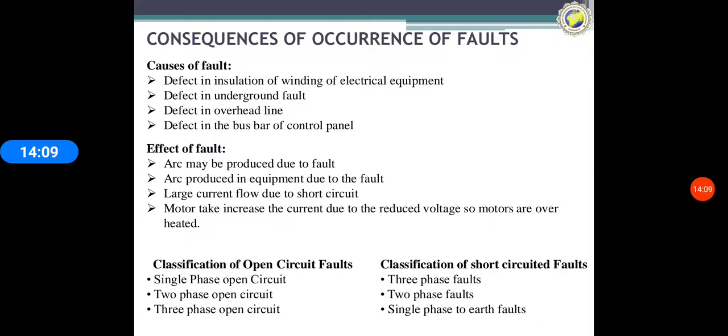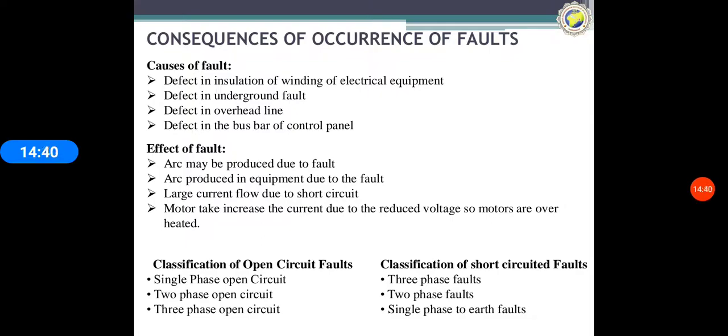It means that insulation is provided over the conductors of all three phases of the winding. So all three phases are isolated from one another and from the body of the equipment. When the insulation level decreases beyond some limit, it results in either a phase to phase fault or a phase to ground fault.